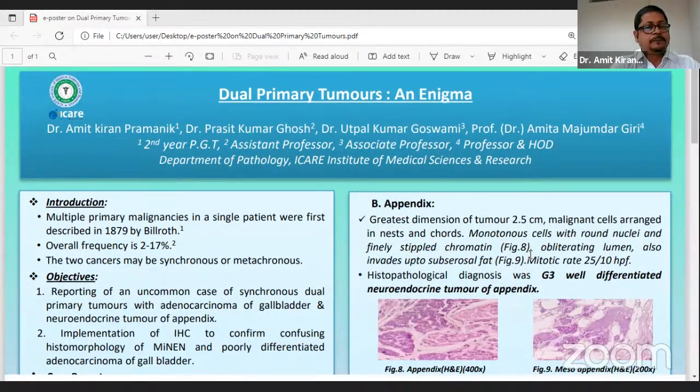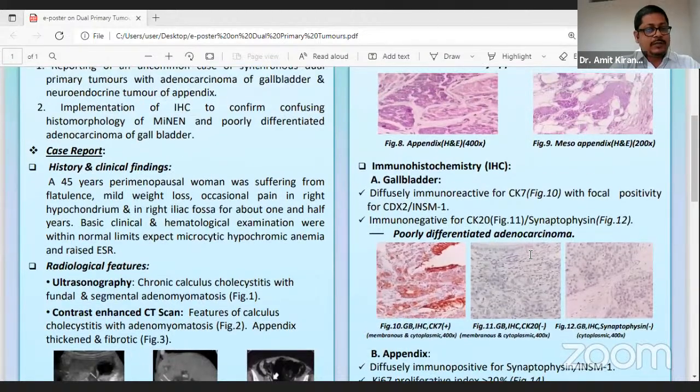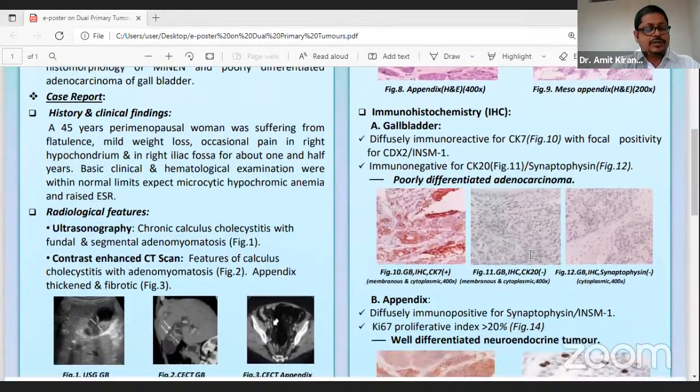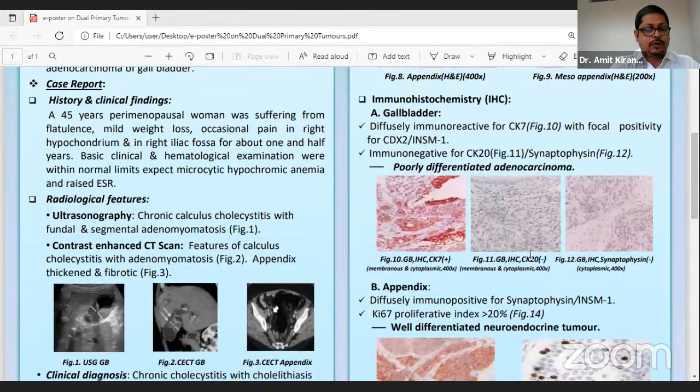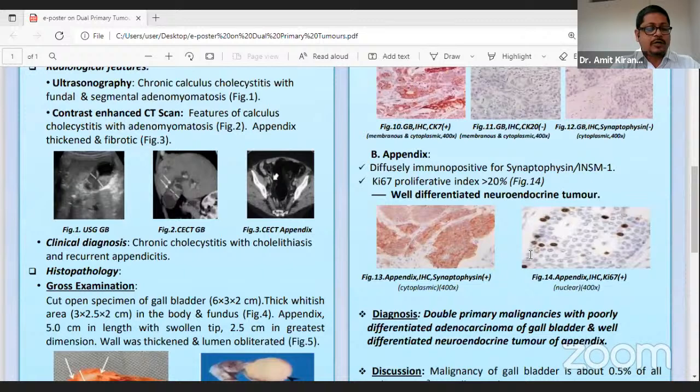A 45-year-old lady suffering from flatulence, mild weight loss, occasional pain in right hypochondrium and right iliac fossa for about 1.5 years. Basic clinical and hematological examinations revealed microcytic hypochromic anemia and raised ESR only. In USG, chronic calculus cholecystitis with fundal and segmental adenomyomatosis, figure 1, and CECT findings corroborated USG findings with respect to gallbladder and reported a thickened and fibrotic appendix, figure 2 and 3. The clinical diagnosis was chronic cholecystitis with cholelithiasis and recurrent appendicitis.